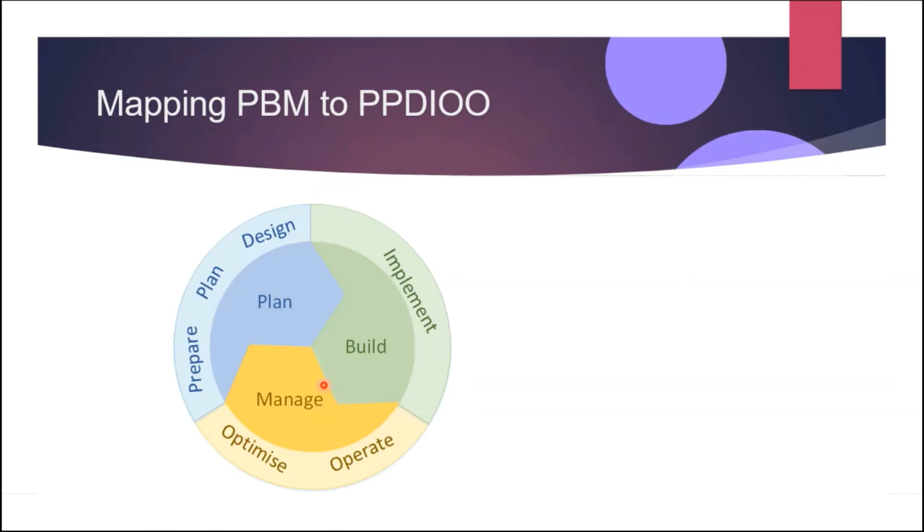Now, if we are going to map the PBM with the PPDIOO, as shown here below, each section still maps to PPDIOO. The teams in each PBM phase can refer to their relevant PPDIOO tasks. Like for planning, that includes preparation, plan, and design. Okay, you've got the PPD there. And then for build, you've got implementation and deployment. Okay, for manage, you've got optimize and operate.